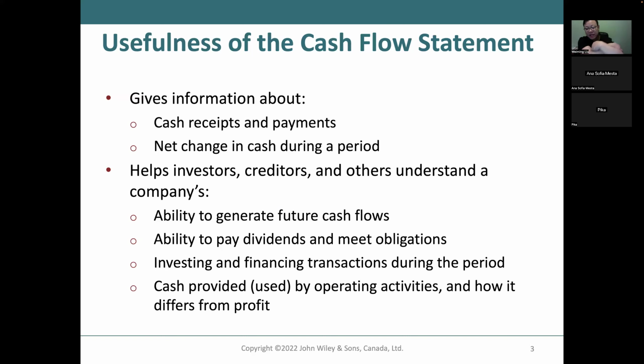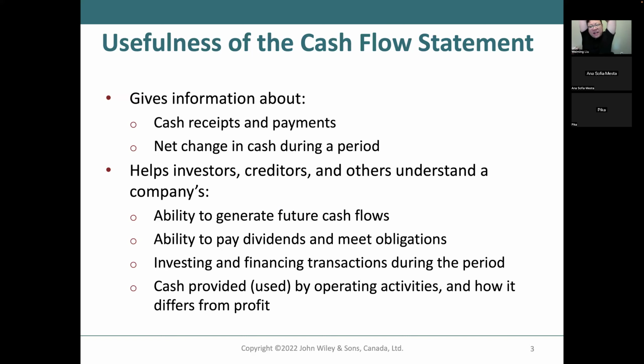Investing and financing transactions during the period. So what is investing? Investing is about non-current assets. So you buy land, you buy a building, you buy an investment bond, holding it for maturity. Those would be your non-current assets, and that will be dealt with not in the operating activity, but in the investing activity.